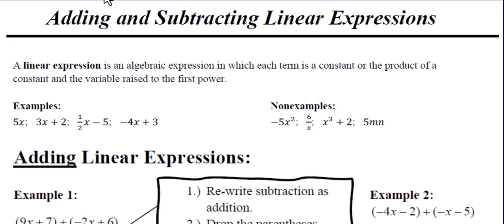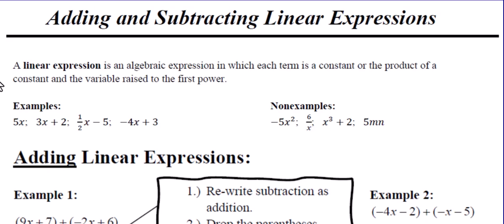A linear expression is an algebraic expression in which each term is a constant or the product of a constant and the variable raised to the first power. So it's really important that your variable is in a separate term from your constants, separated by addition or subtraction, and that you have an exponent of 1 on that variable.